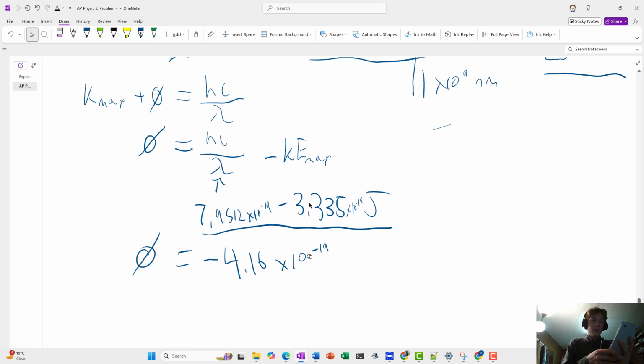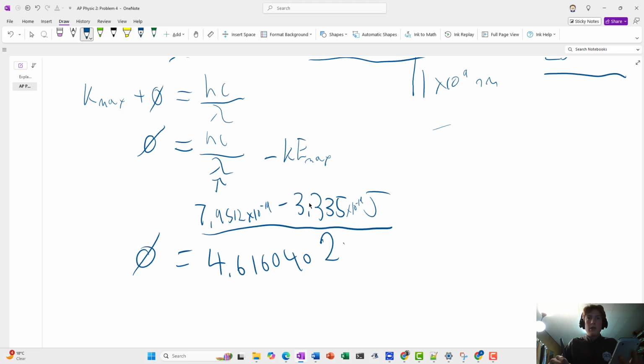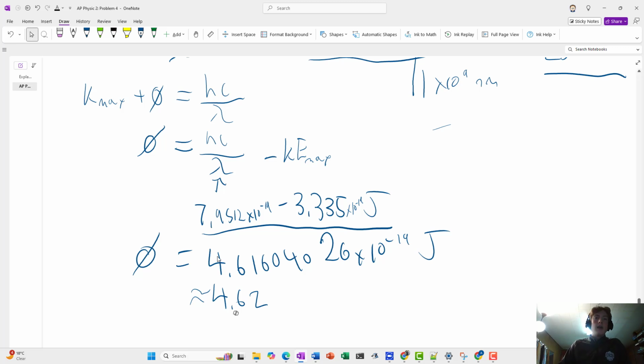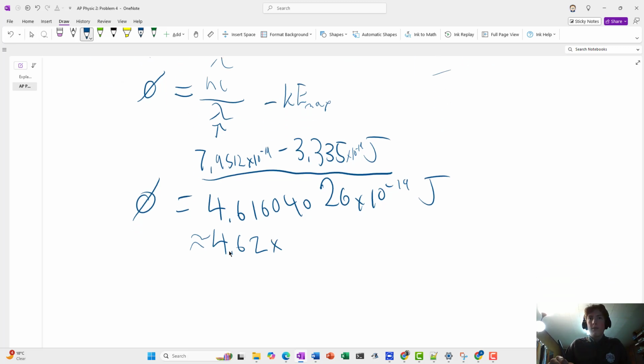So minus 3.33515974 times 10 to the negative 19th. Okay, and then now I got instead 4.6160426 times 10 to the negative 19th joules. So that's our work function. So this is approximately 4.61. We'll just round it to two decimal places. We'll say 4.62 times 10 to the negative 19th joules.